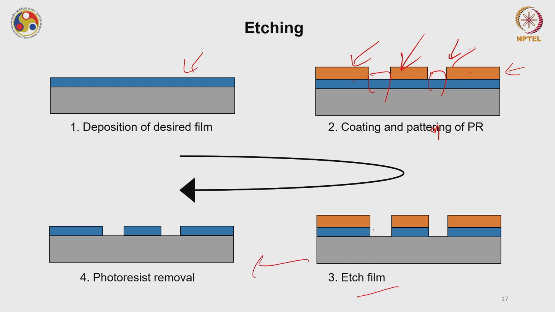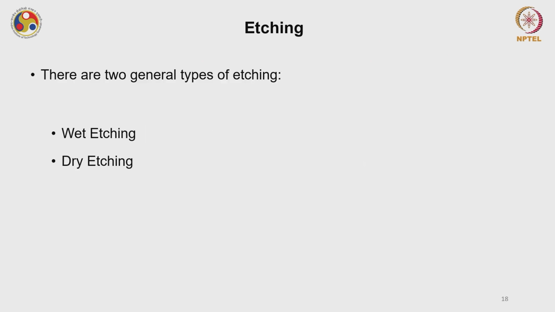And then after this etching process you can easily remove the photoresist and your pattern is transferred permanently into your thin film. And that's all about the lithography process. Generally there are two types of etching possible. One is wet etching and another is dry etching.